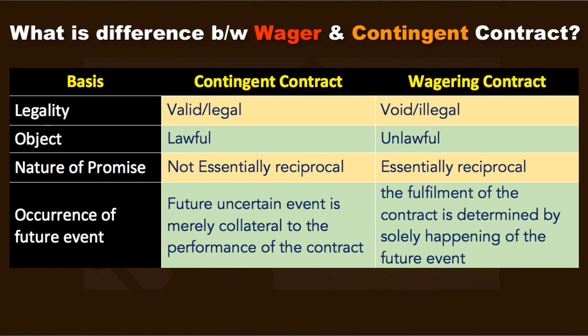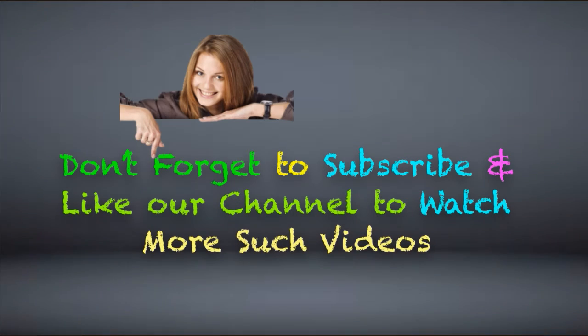So these are a few differences between a wager and a contingent contract. I hope you understood the meaning of contingent contract and wager and the differences as well. However, again I repeat, watch it again to understand this concept, and see you in the next video.